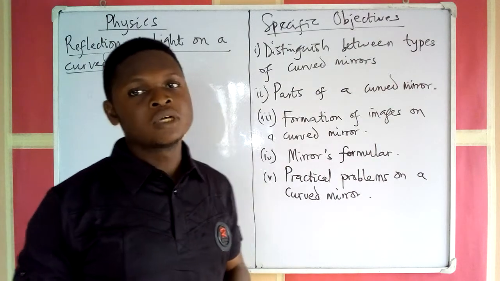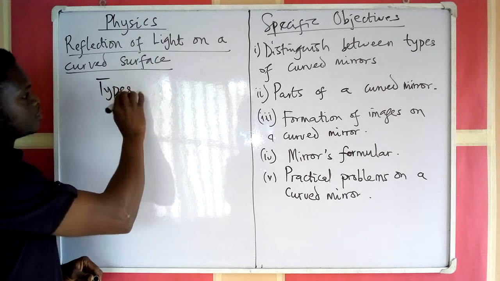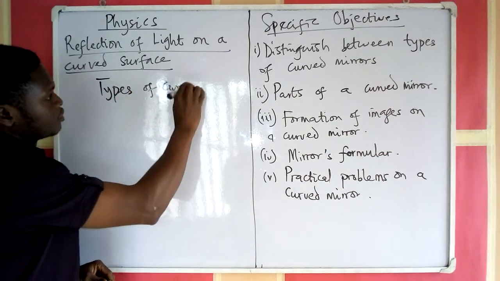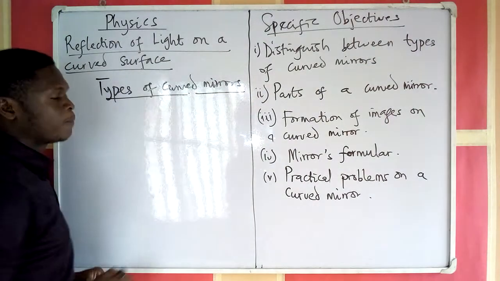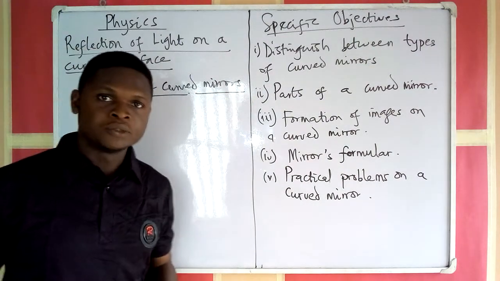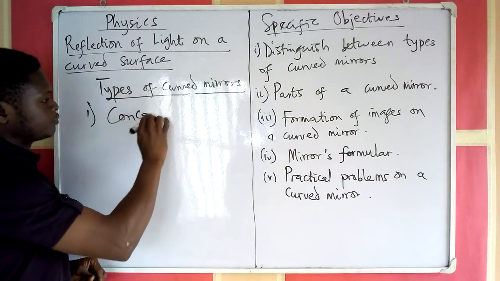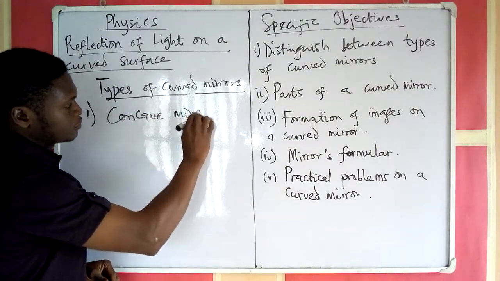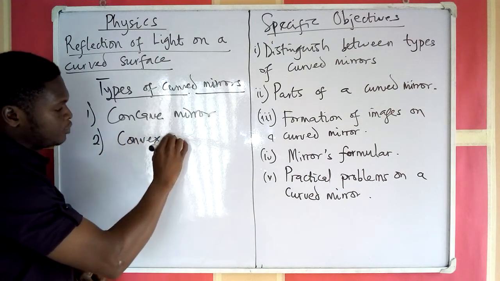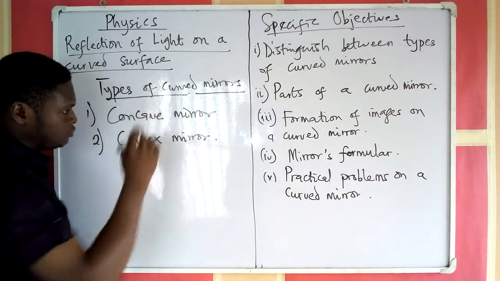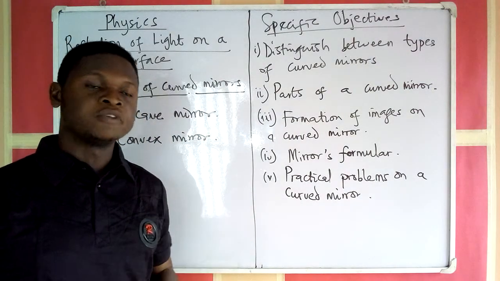So first of all, we're going to look at types of curved mirrors. So looking at the types of curved mirrors, we have basically two types of curved mirror, and they are one, concave mirror, two, convex mirror. We need to know how these mirrors can be formed.